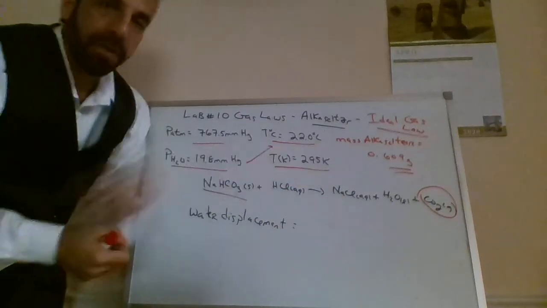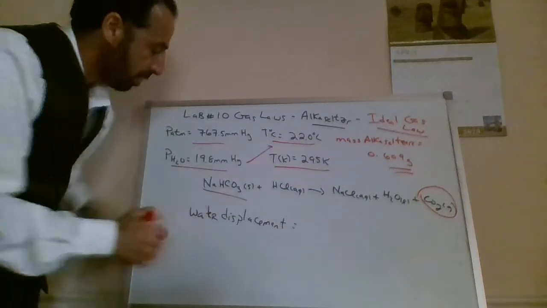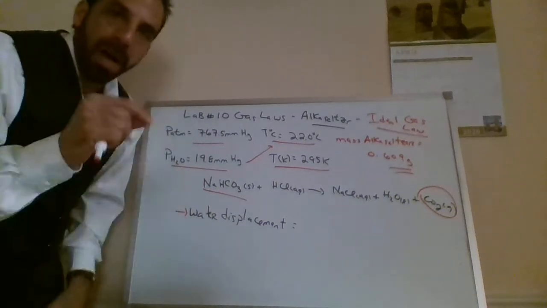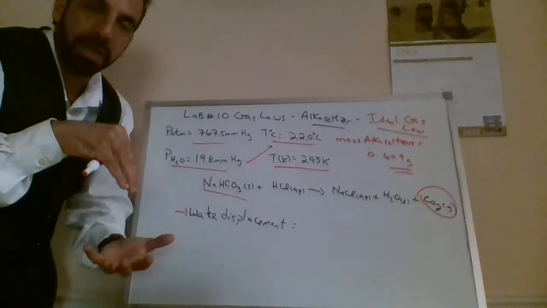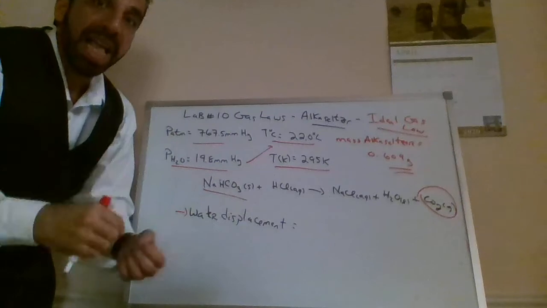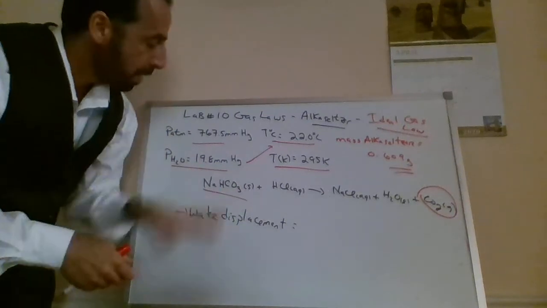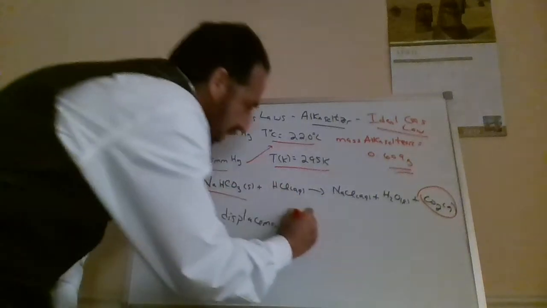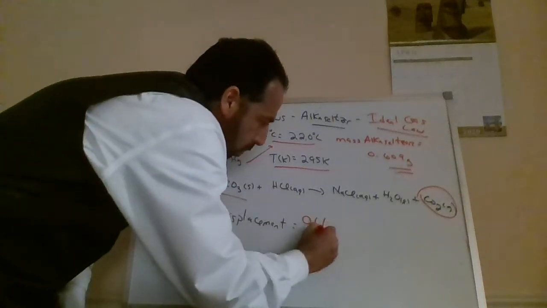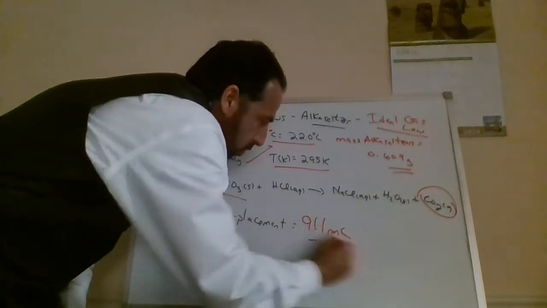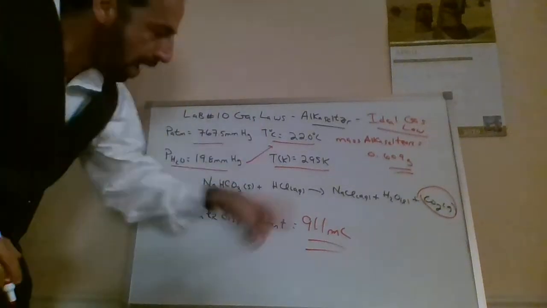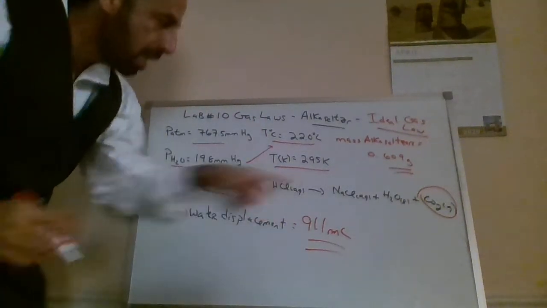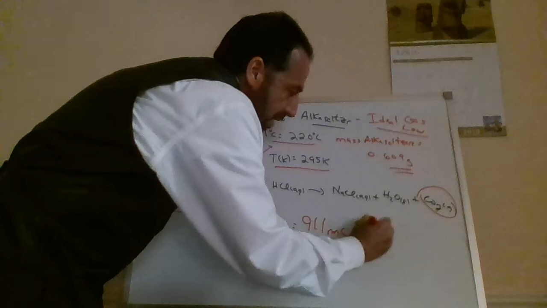But we're going to get the amount of carbon dioxide gas by water displacement. So if you watch that reaction, when carbon dioxide gas gets produced, it's going to knock off a certain amount of water. So that's by water displacement. And so when I did it, I'm going to end up with, in this case, 91.1 milliliters of water. So that volume of water produced, that's equal to my volume of carbon dioxide gas.